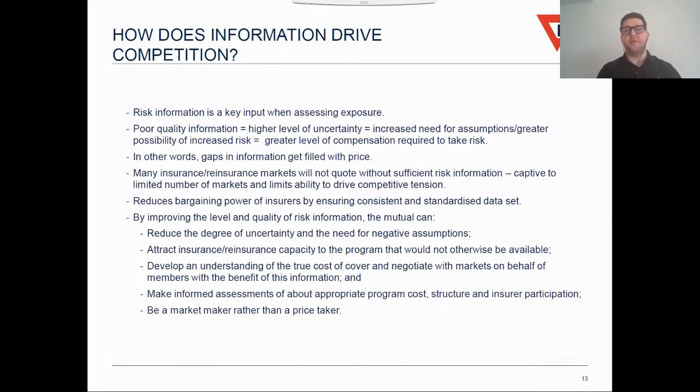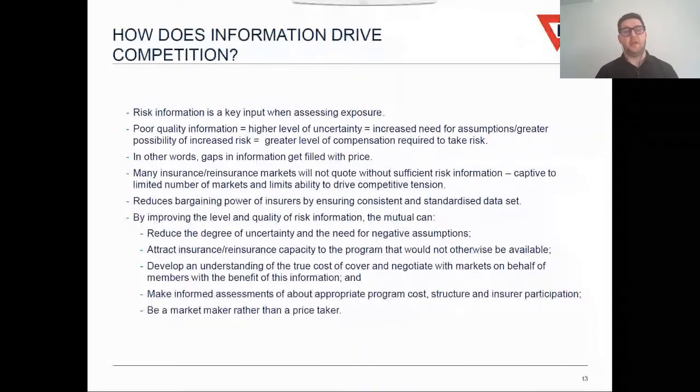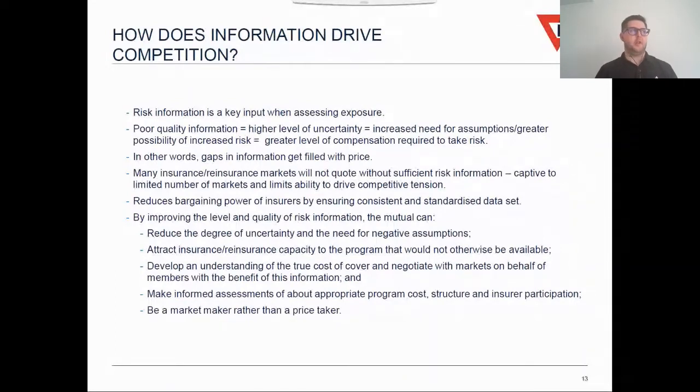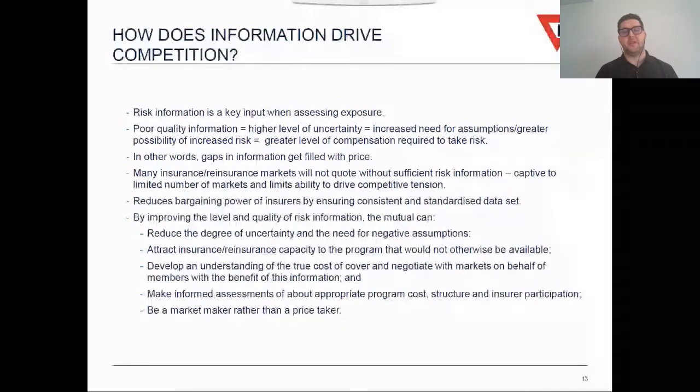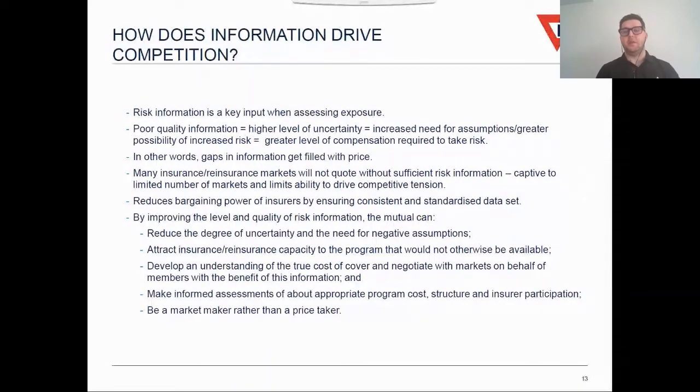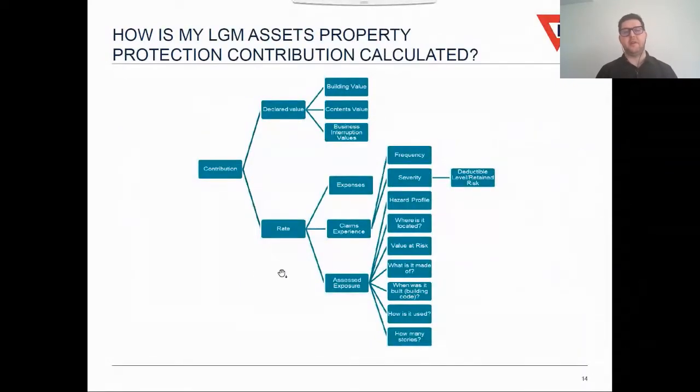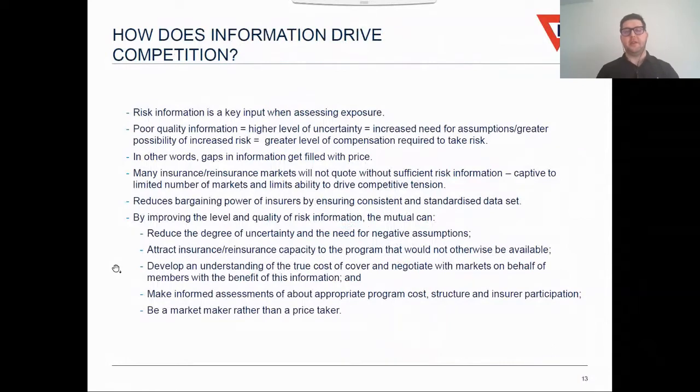And the value itself are key inputs when insurers or the mutual, for those of you that are members of LGM Assets, look at exposure and look at pricing risk. So it's a little bit like any kind of investment decision that you make, where you've got poor quality information or gaps in information. You've got a greater degree of uncertainty or a greater potential degree of risk there. So there's an increased need for assumptions, greater possibility of risk, a greater degree of uncertainty.